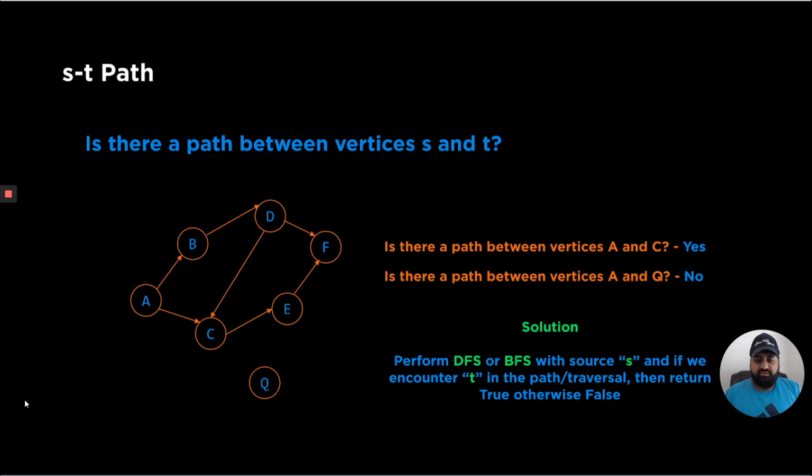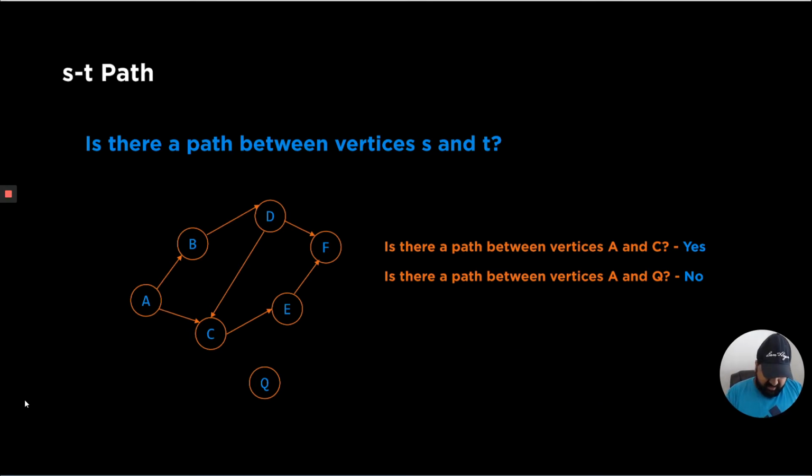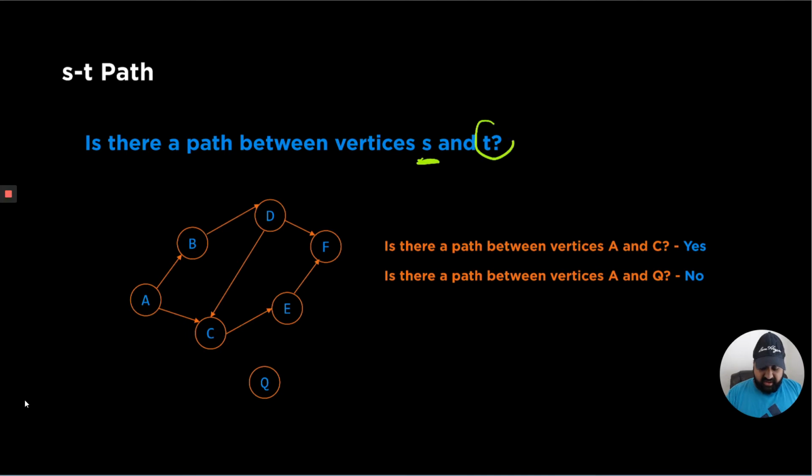Now, how can we solve this problem? If we are given two vertices and asked whether there is a path or not, there's actually an equivalent stepping question as well, which we were trying to discuss last week but couldn't. How we can do that is by traversing the entire graph starting from a source vertex S, and during the traversal, if we encounter T at any time, that means there's a path from S to T.